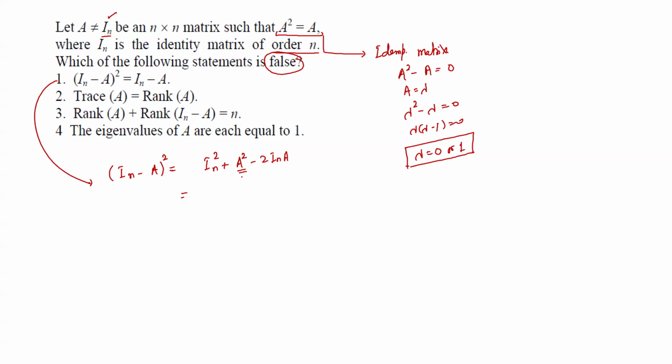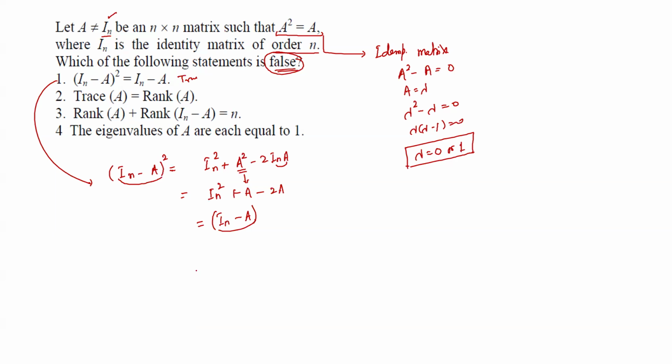Since A is an idempotent matrix, A square will be replaced by A. Identity square is itself identity. Identity into a matrix is that matrix. So what I get is IN, then A minus 2A is minus A. So what I obtained is (IN minus A) square equals IN minus A, which is the same as the definition of idempotent matrix. So yes, I can say (IN minus A) square equals IN minus A. So the first option is the correct statement. Here we are supposed to find the false option. Okay, so this is true.